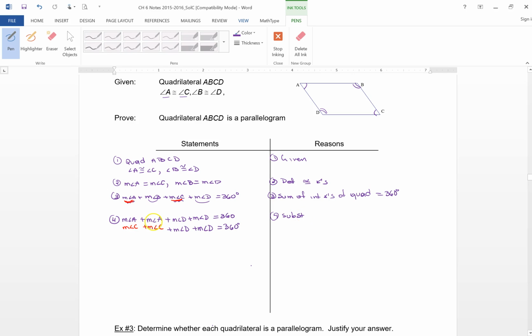Now, I can add these, and I can say 2 times measure of angle A plus 2 times measure of angle D equals 360. 2 times measure of angle C, 2 times measure of angle D equals 360. And you'll see soon why I'm doing all this. This is again substitution. Finally, number 6.